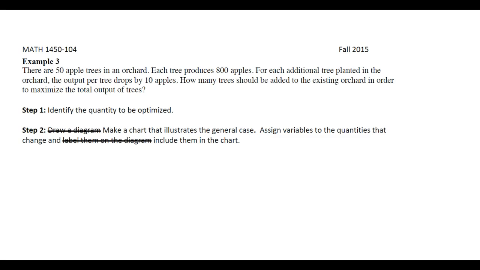So there are 50 apple trees in an orchard, and each tree produces this many. For each additional tree planted, the output drops by 80 apples. Well, currently, they have 50 trees and 800 apples, I'm sorry. So they currently have an output of 50 times 800, right? Let's say 40,000.